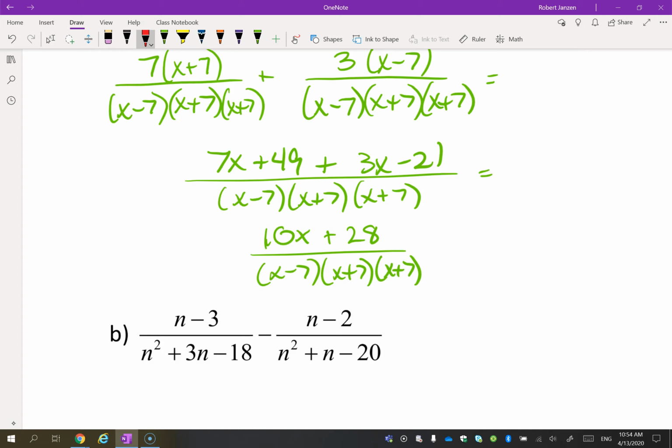If for some reason you looked at this and you took out a 4 and ended up with x minus 7, which you don't, but let's just say that's what happened, then the x minus 7s would cancel. But in this case we don't have anything like that. All right, x cannot be plus or minus 7.